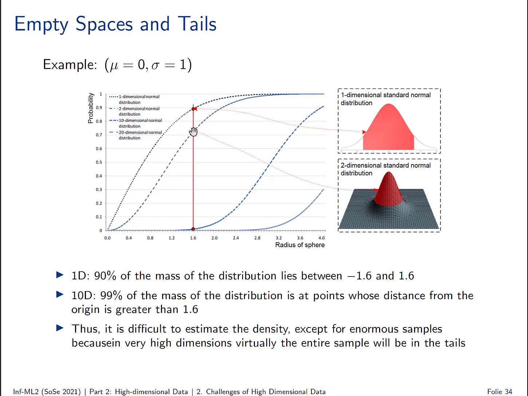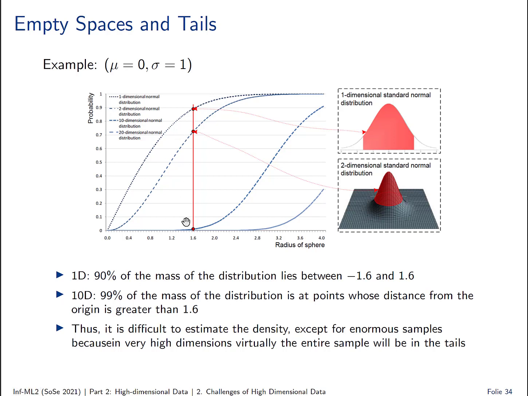In 2 dimensions, again, already a little less. So that would be everything which is down here, which is already a little less. And for 10 dimensions, it's almost 0. And for 20 dimensions, it's extremely close to 0. So just reporting what is down here: in 1 dimension, 90% of the mass of the distribution lies between minus 1.6 and plus 1.6. So somewhere between here and here.